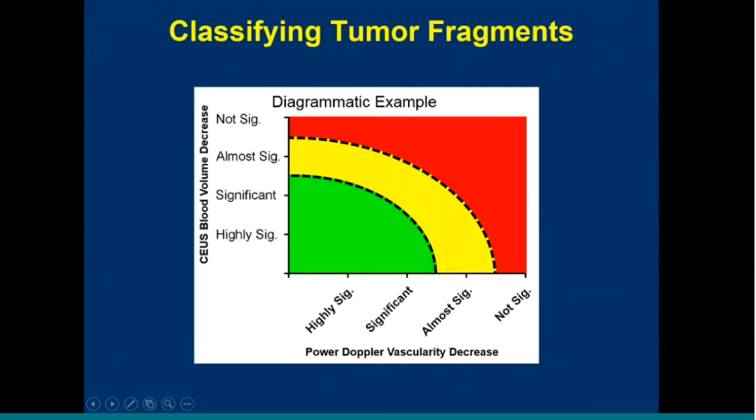And I apologize if you're red-green colorblind. This is probably not the best color scheme for you, but for the rest of us, I hope this is clear to you.